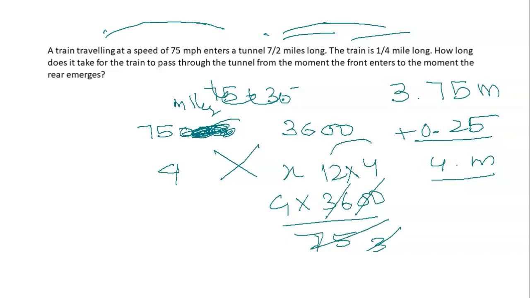75 minus 3600 seconds. Then for this, how many seconds will it take? 12 into 4 is 48. 48 into 4 is 192. Yeah, it gives you 192 seconds. Then 192 seconds, 3 minutes and 3 people.